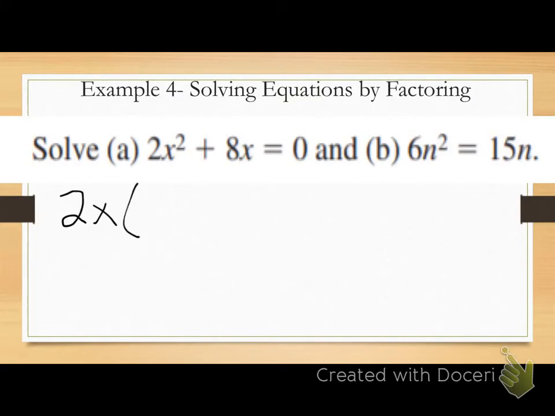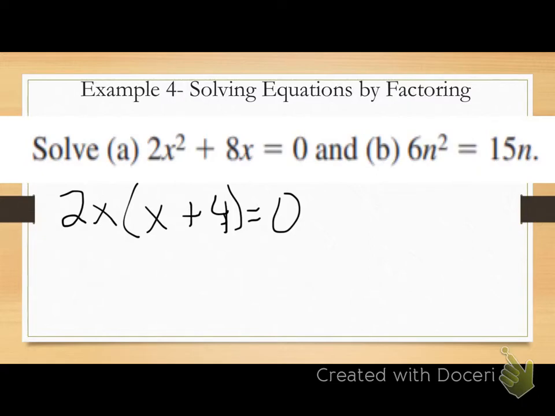And GCF is 2x. 2x times what would give me 2x squared? X. 2x times what would give me 8x? 4. Positive 4. And then I still have my equal 0 at the end. Is everyone okay with that? Yeah. So that's all we did yesterday was just factor, right? Today we're factoring and then we're solving the equation.